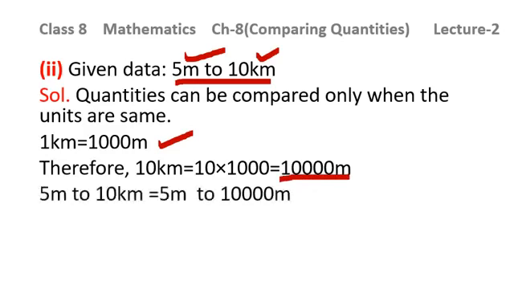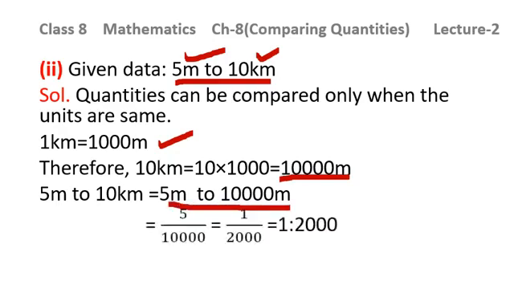Then 5 meter to 10 kilometer, we are supposed to take the ratio. It will be 5 meter to 10,000 meters because we have converted 10 kilometer into meters. Then 5 over 10,000, that will give you 1:2000. So this will be your answer.